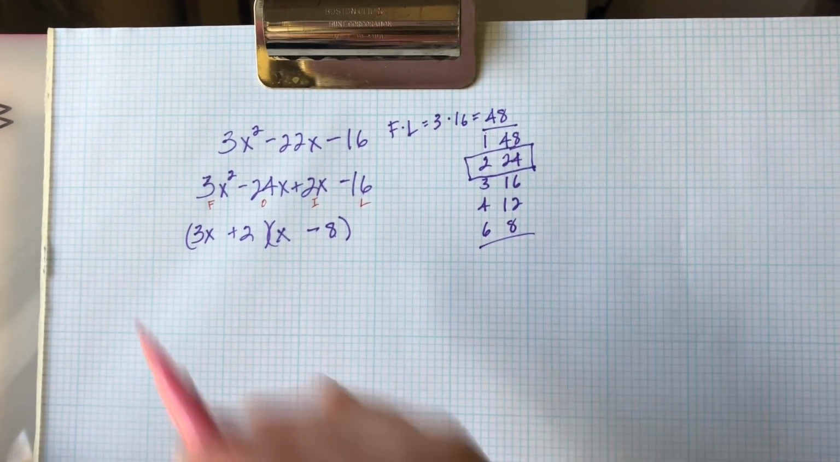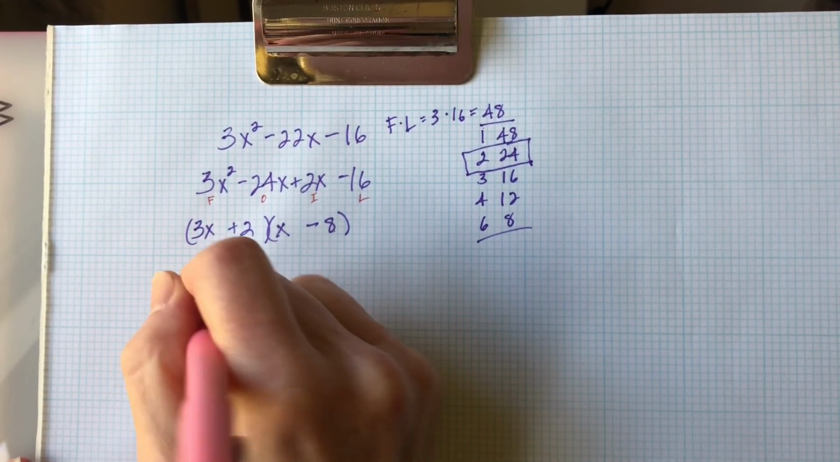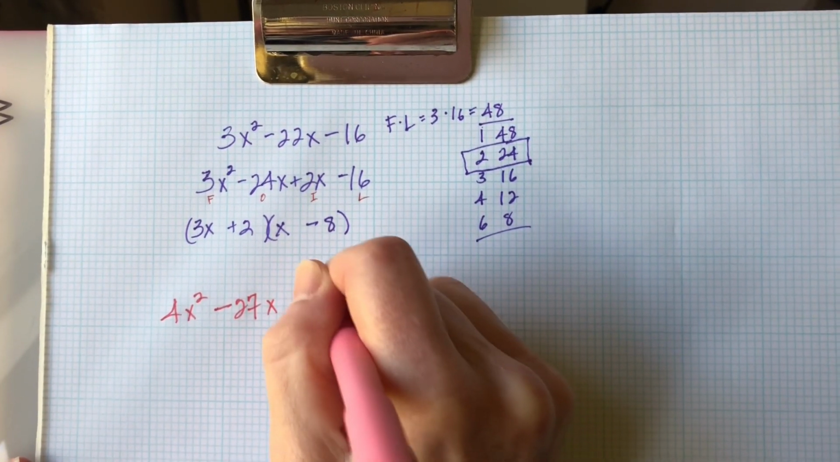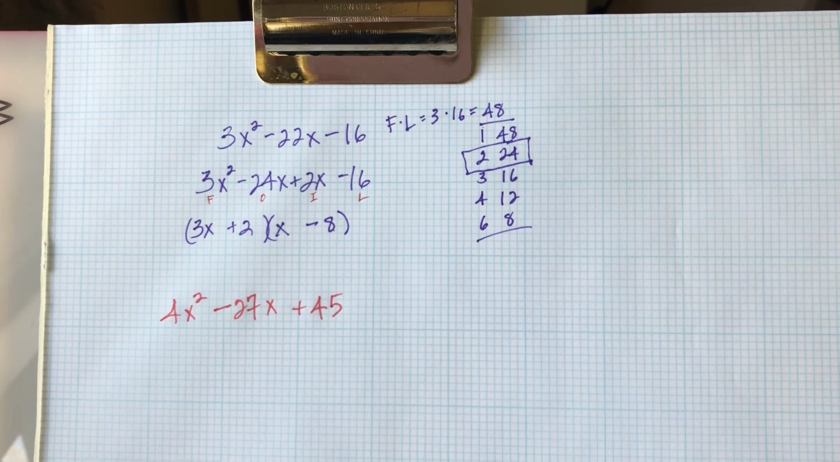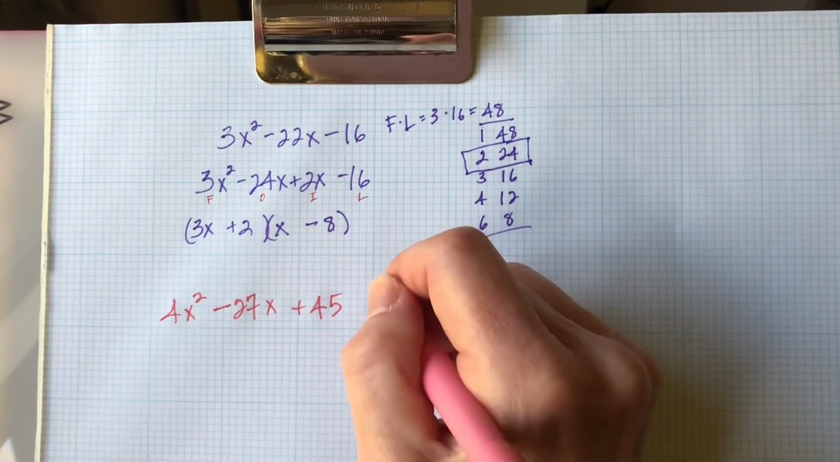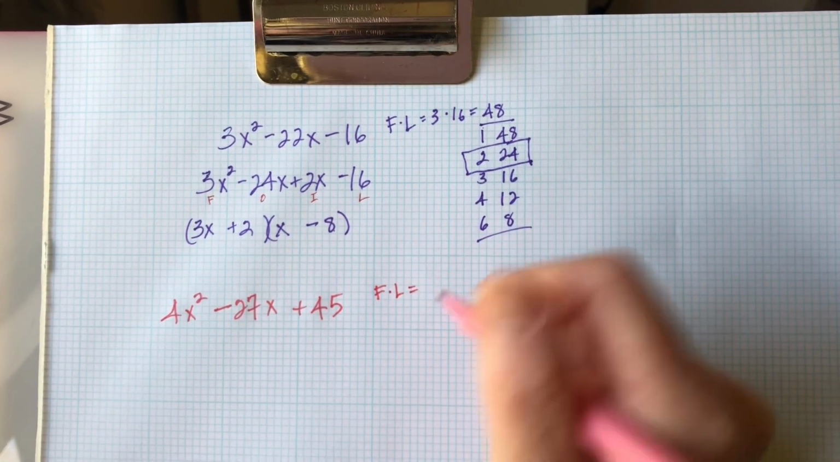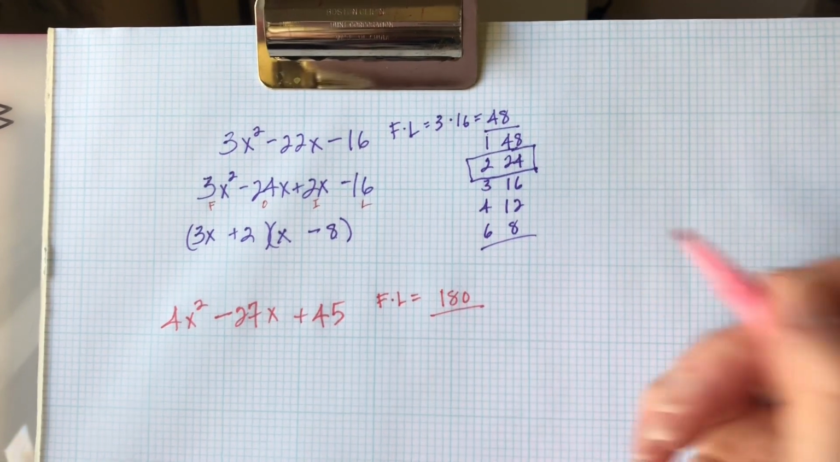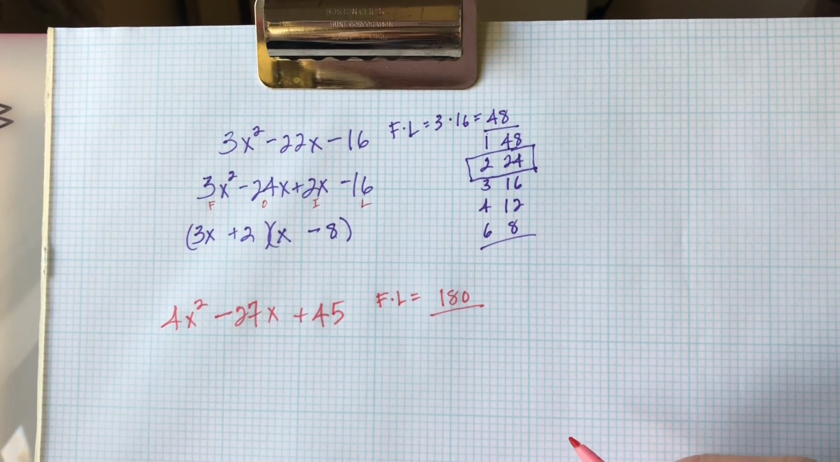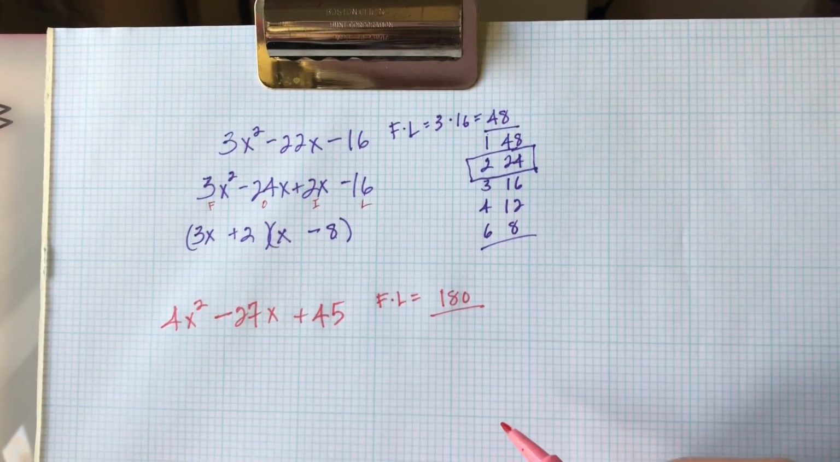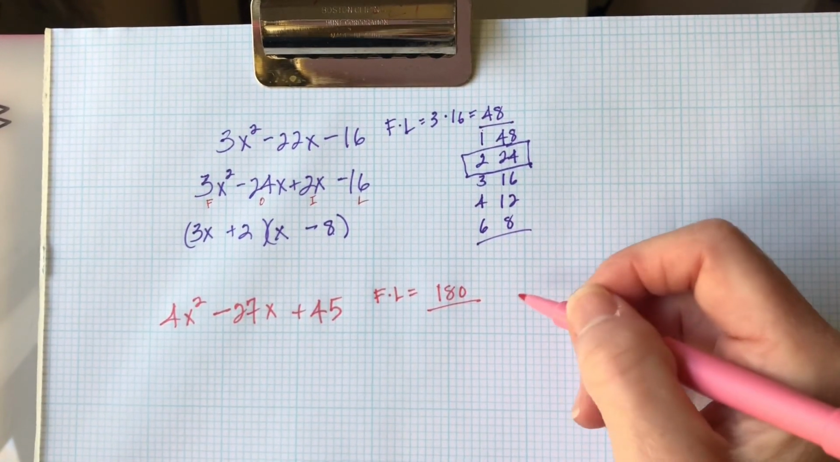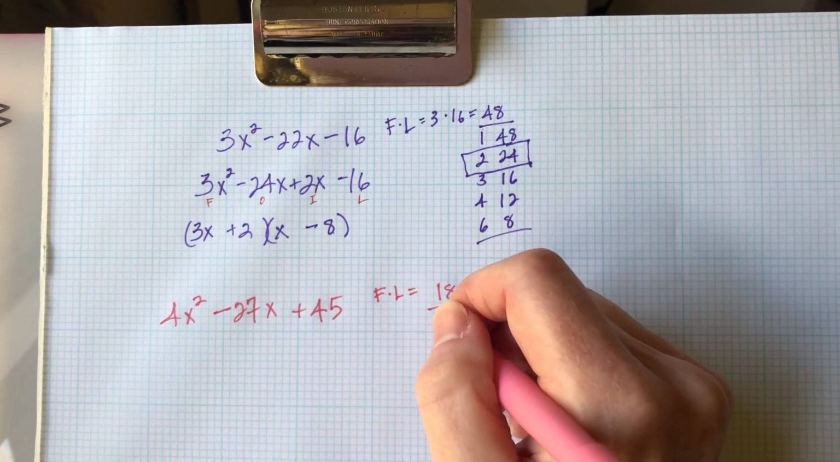4x squared minus 27x plus 45. So in this one, we've got somewhat larger numbers, but we can handle that. So our first times last is 4 times 45, which is 180. Calculator time, obviously, if you want. When you get into numbers like this, you might want to go ahead and use the calculator. I already did this ahead of time, so I'm not just doing this all off the top of my head.